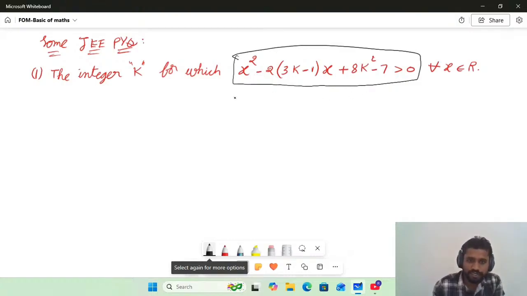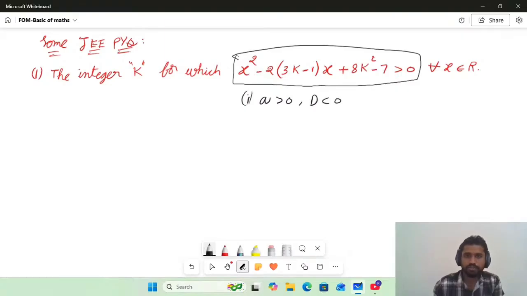So only two conditions we have. What is the first condition? First condition is a should be greater than 0 and d should be less than 0. Already here a is 1, so that 1 is greater than 0. Already that condition is satisfied.